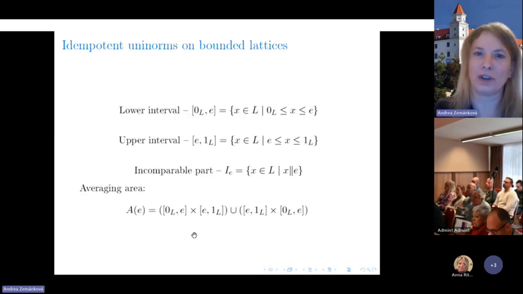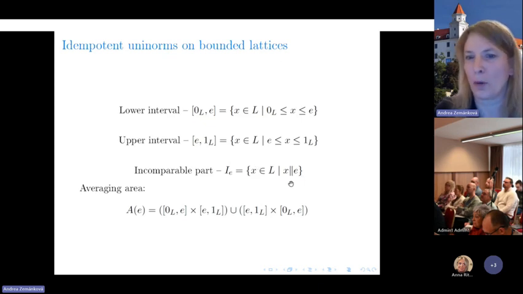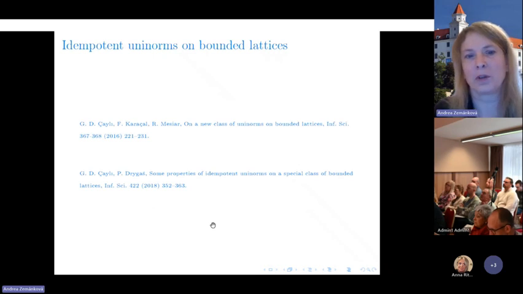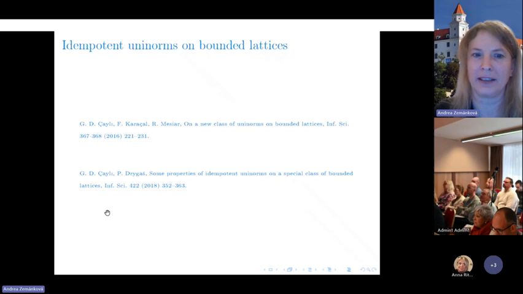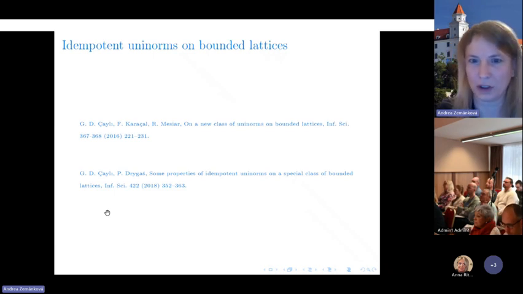When we describe our uninorm, we will talk about several important parts of our lattice. The lower interval will be the interval [0,e], the upper interval will be the interval [e,1], the incomparable part will be the set of points which are incomparable with the neutral element, and the averaging area is the product of the lower interval and the upper interval and its reflection. We will use results of the following two papers by Kiselák, Karaçal, and Mesiar, and Kiselák and Rak, which show several interesting properties of idempotent uninorms.